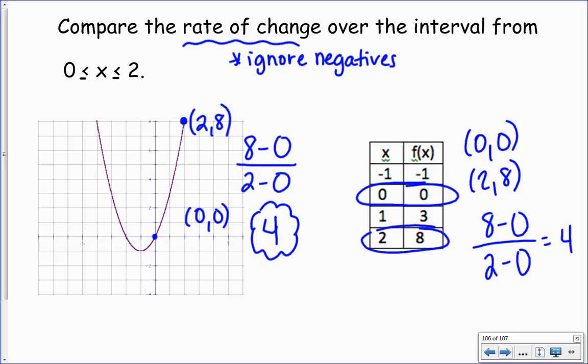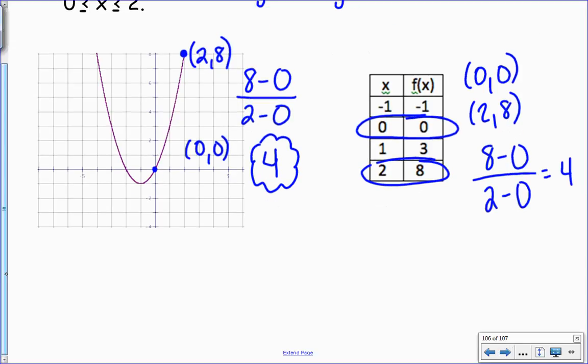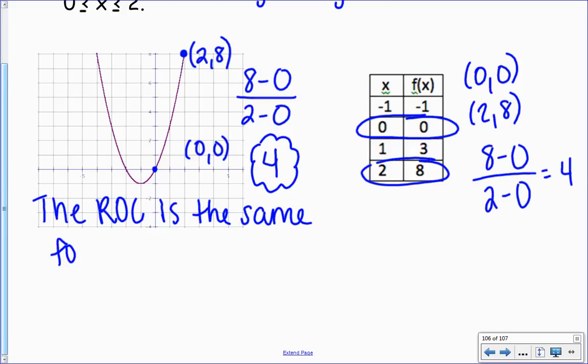So when I compare those two, I would say something like the rate of change is the same for both functions. You could be more specific and say f of x and g of x have the same rate of change over the specified interval. There's lots of different ways just to say basically they're the same. But the more key vocab that you use, the better your answer sounds and the more points you're going to get on that EOC. So keep that in mind.